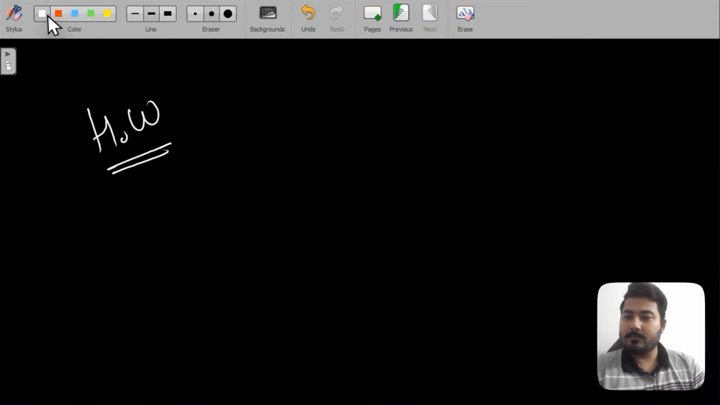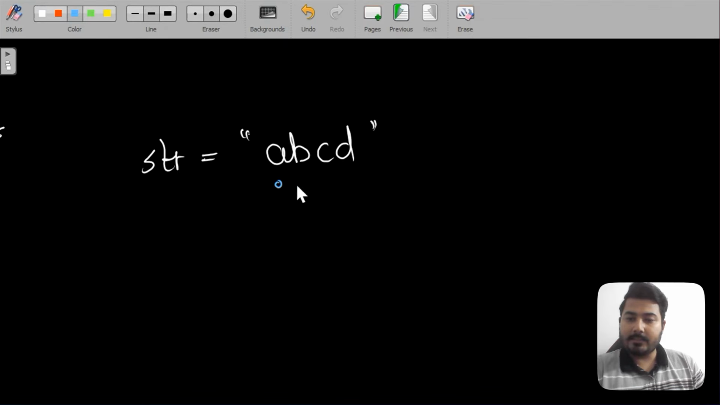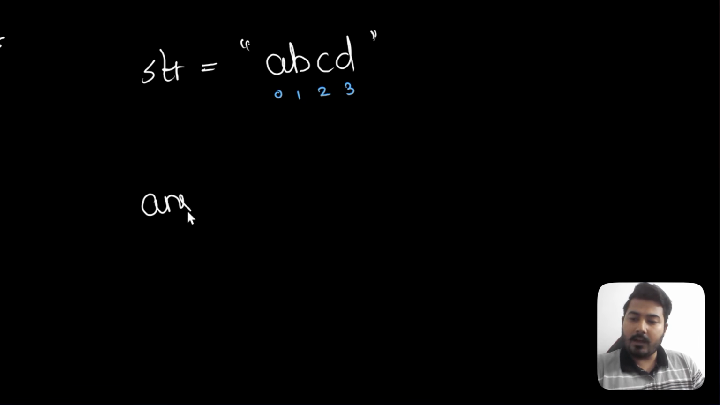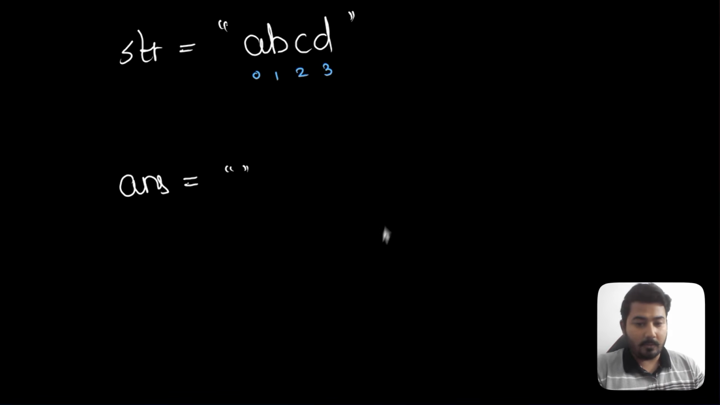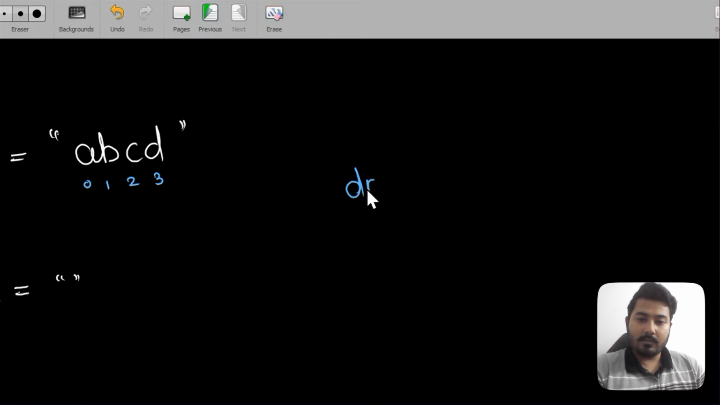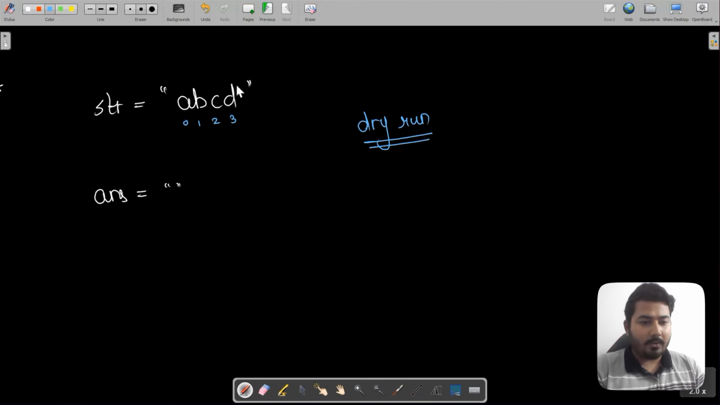homework for you is, let's suppose your string str is ABCD. Obviously, it has indexes 0, 1, 2, 3. Let's say you have created an answer string, which is initially empty only. That means it is of size 0. There are no characters present inside the string as of now. What you can do is iterate in this string one by one, again from the very end only.